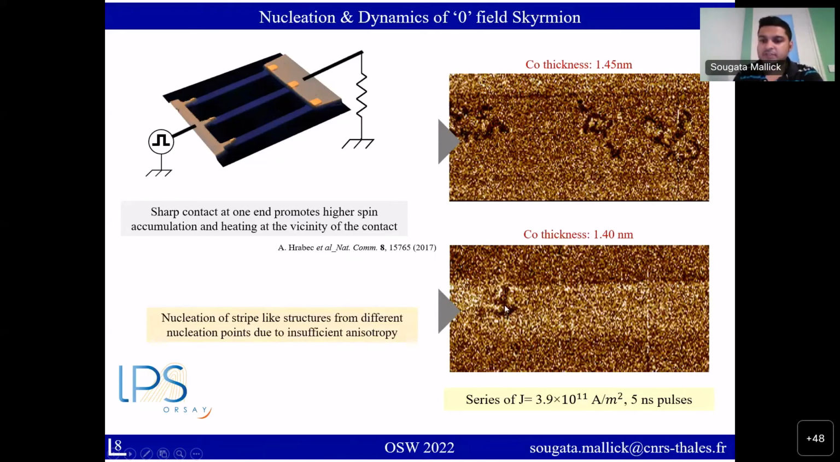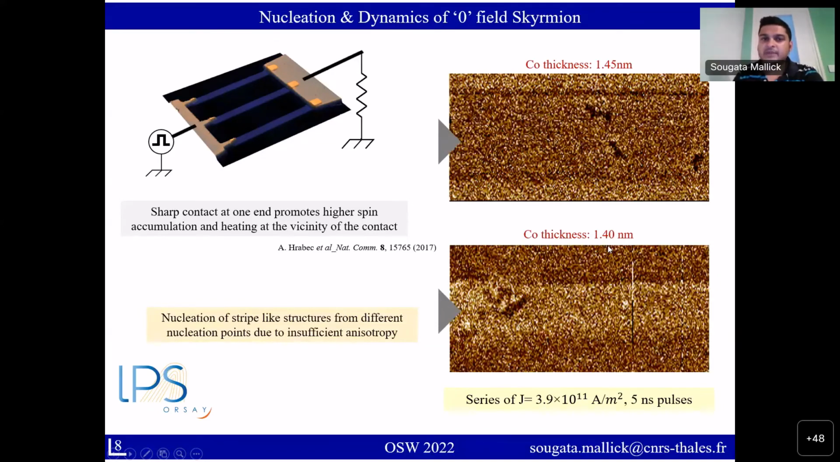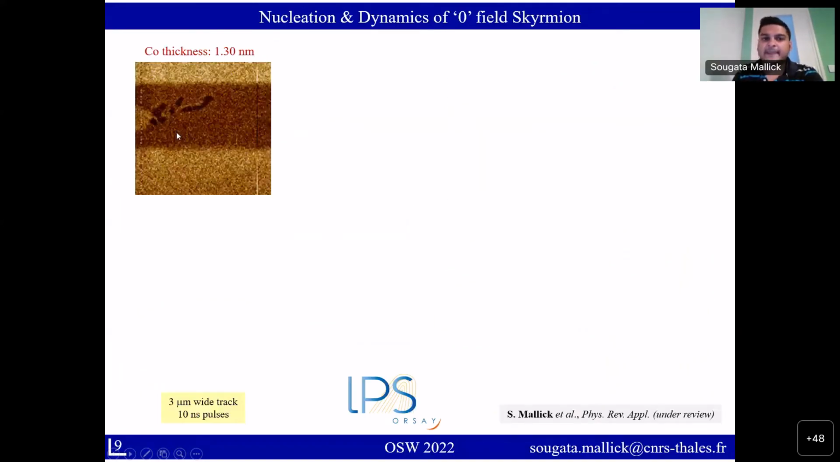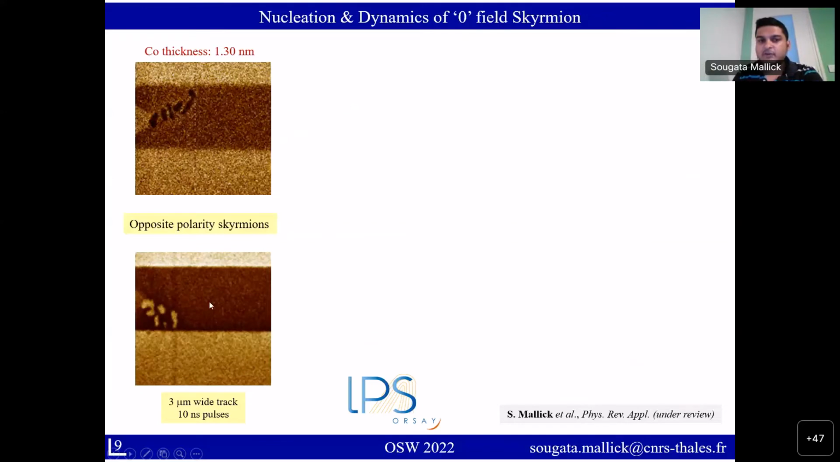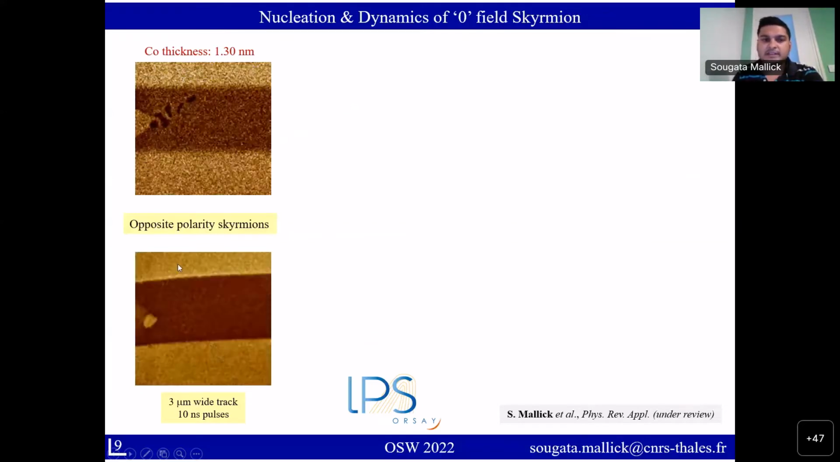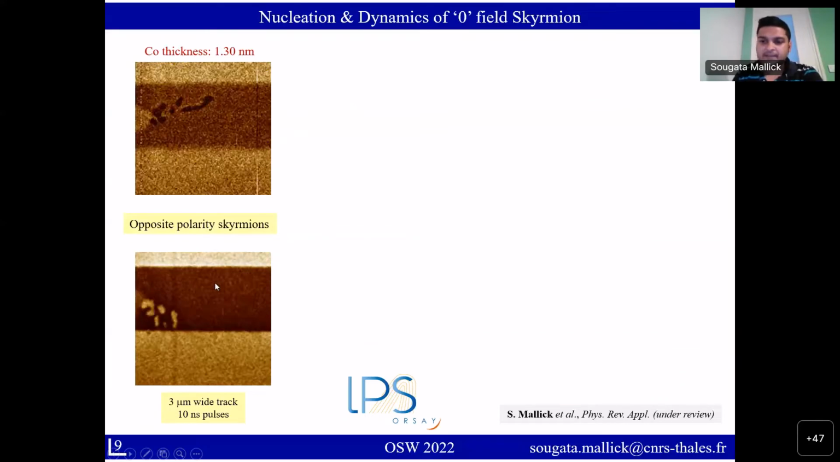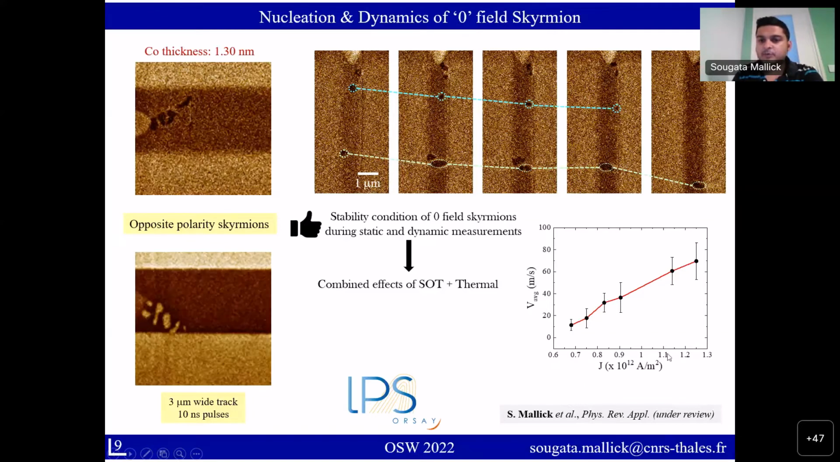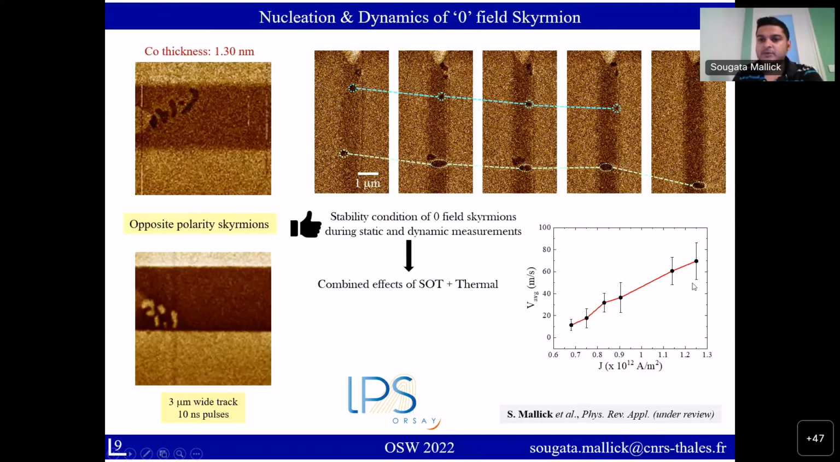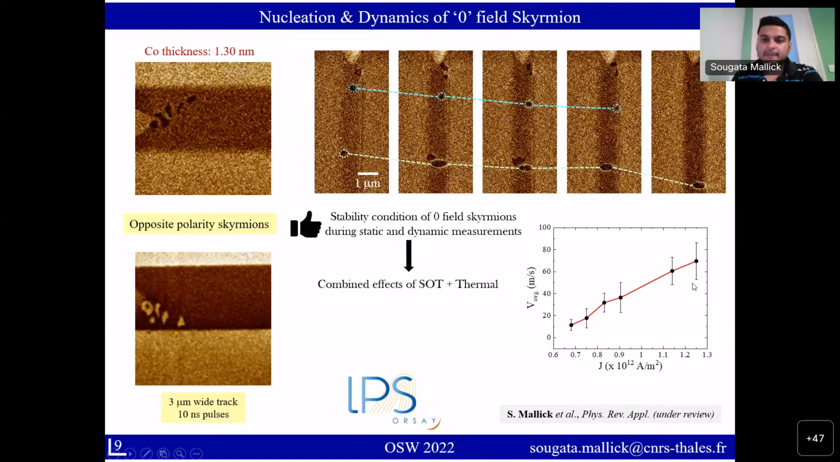And this clearly shows that what was stable for the static measurement is not stable for the dynamic measurements. And that is why we had to reduce the thickness of the cobalt further to have even larger anisotropy. And now you can see that by applying current pulses, we can nucleate the skyrmions and we can move them in the nano track. This is a 3 micron wide track, and the current pulses we put are typically 5 to 10 nanoseconds in width. When we take opposite polarity skyrmions, they move in the other direction. Also, they have the longitudinal motion, which is a direct indication of their topology, and it confirms their topological nature. If you want to calculate the velocity, you can plot it with the current density, and we have the skyrmion velocity, which is comparable with the literature reported values.